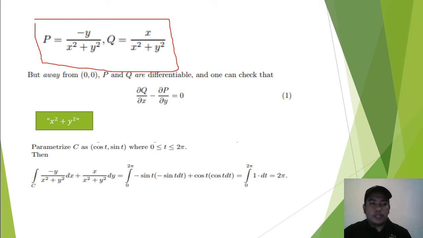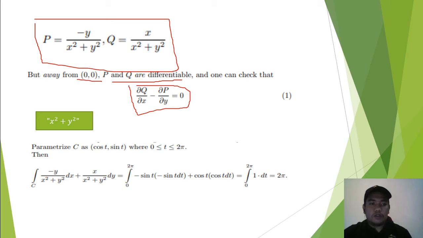And so P and Q are not differentiable at (0, 0), so they are not differentiable everywhere inside the region enclosed by C. So we can't apply Green's theorem directly to C and the region enclosed by it. Whenever you apply Green's theorem, remember to check that P and Q are differentiable everywhere inside the region. But away from (0, 0), P and Q are differentiable, and you can check that by this equation.